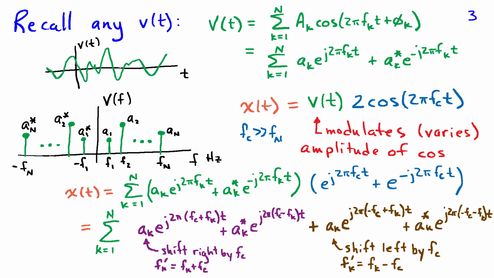Now this involves shifting the spectrum, because if you think about what's happened here, a_k is no longer at f_k, but it's now at f_k plus f_c. So I've taken where a_k was originally in my signal and I've shifted it to the right by f_c. And similarly, I have another term where a_k has been shifted left by f_c. Where it's shifted left is the terms involving the product with e to the minus j 2 pi f_c t. It's shifted right where I have the products with e to the j 2 pi f_c t.